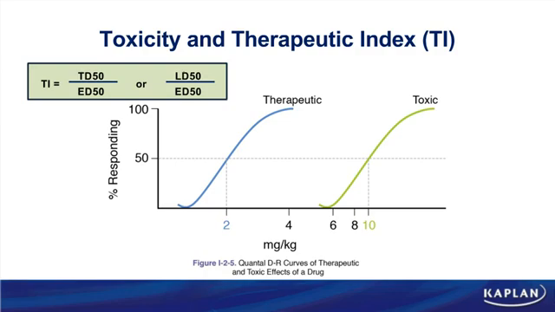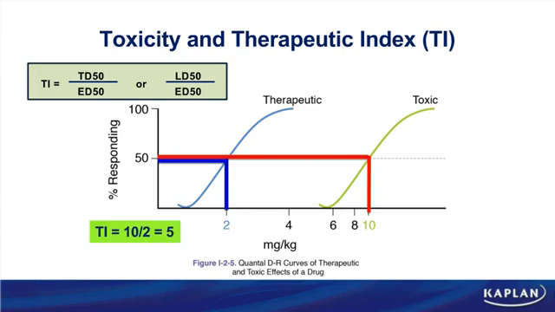So can you calculate the therapeutic index given this graph right here? Sure you can. If you look at the therapeutic curve, if you go to the 50% mark, go over to the curve for therapeutic and come down to the x-axis, you see it corresponds to 2 milligrams per kilogram. You do the same thing for the toxic curve, go up to 50%, go over and come down, you see that it corresponds to 10 milligrams per kilogram. So what's your therapeutic index? 10 divided by 2, which equals 5. The therapeutic index for this drug is 5.